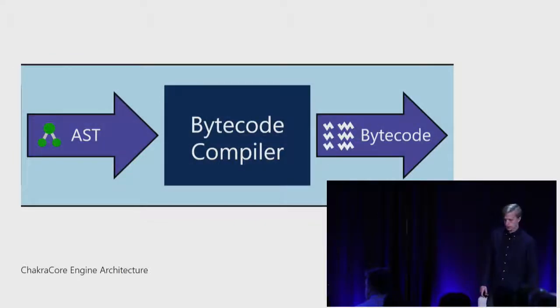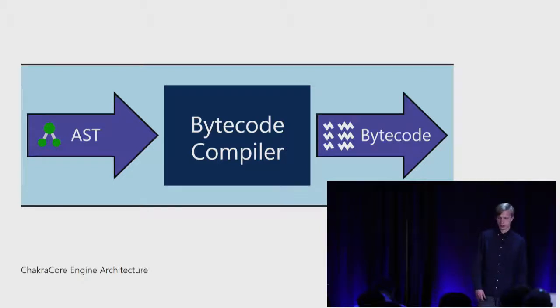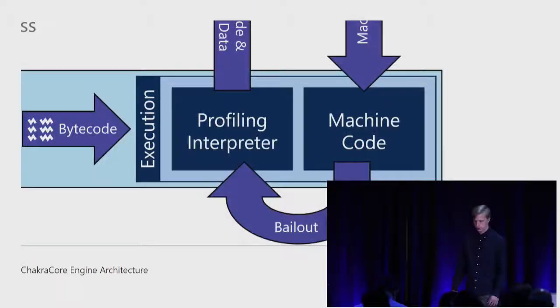So after the parser, we hit the bytecode compiler. This guy's job is just to translate the AST into a bytecode that is architecture agnostic, and it's just a helpful format for both the JIT and the interpreter, which I will talk about now.